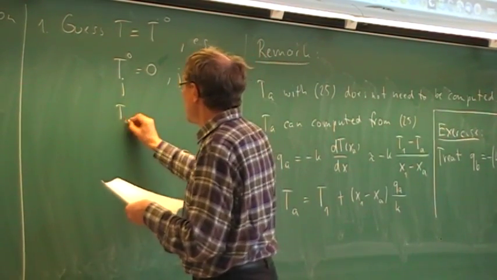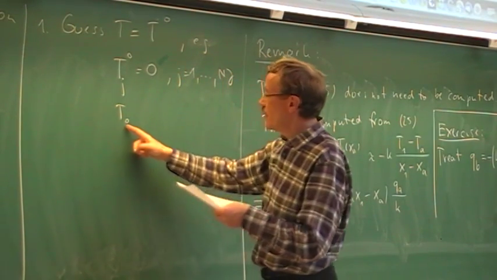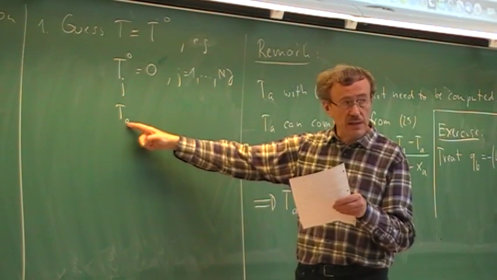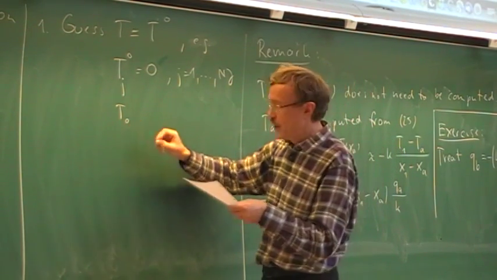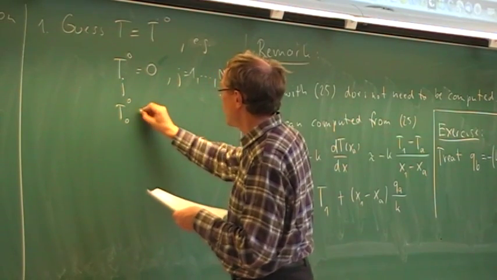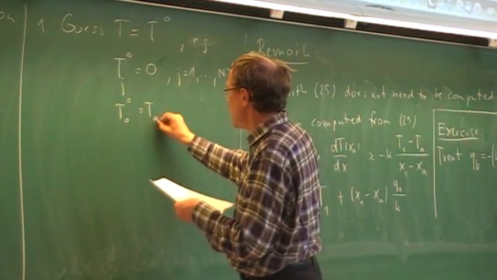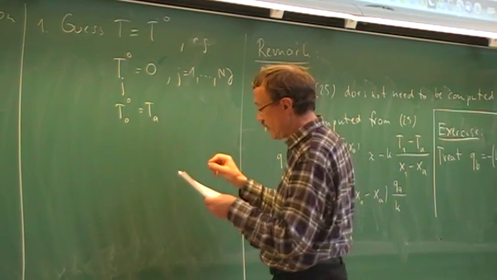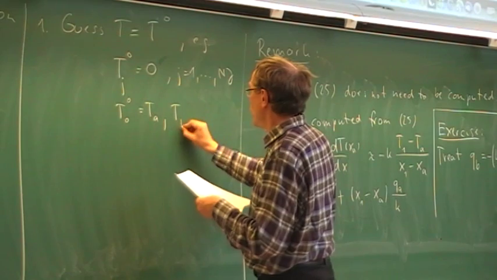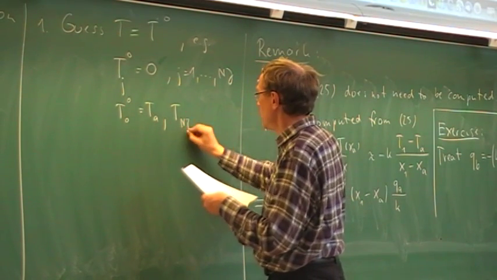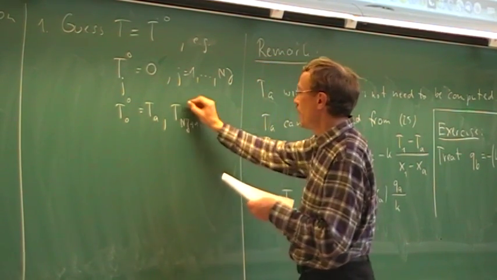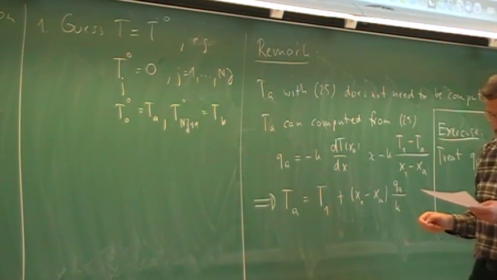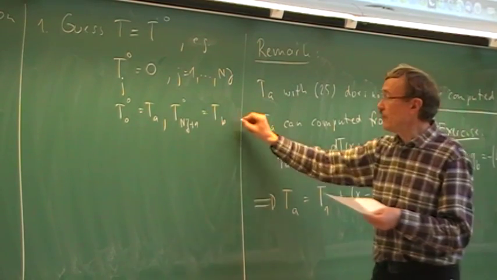You could also introduce the values at the boundary, so the value at the left boundary that gets the subscript 0. If we have Dirichlet boundary conditions, you would take the given boundary temperature there as the initial guess. And for the value at the right boundary, which would be nj plus 1, if we have Dirichlet boundary conditions, you would take the temperature there.